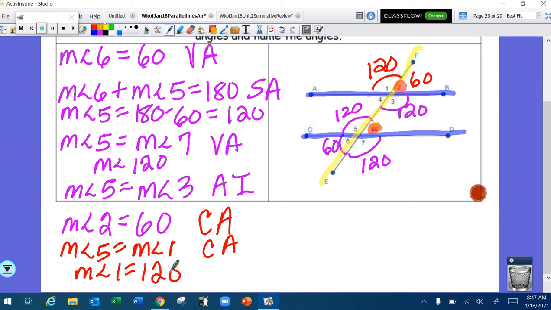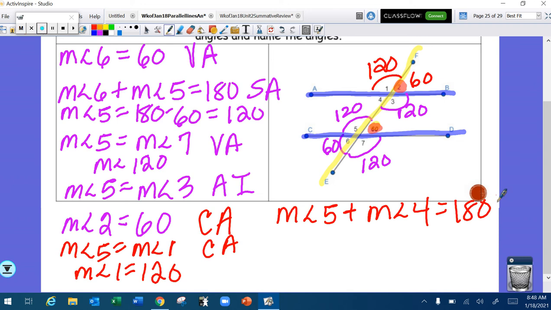Okay, so I need to find 4. We have a lot of options to find what the measure of angle 4 is. We can say that the measure of angle 4 is equal to the measure of angle 2 because they're vertical angles. Or we can say the measure of angle 5 plus the measure of angle 4 will equal 180 because they're on the same side of the interior. So I'm going to go with that one since we haven't talked about that one yet. So I want to say the measure of angle 5 plus the measure of angle 4 should equal 180 degrees. And those angles are supplementary angles.